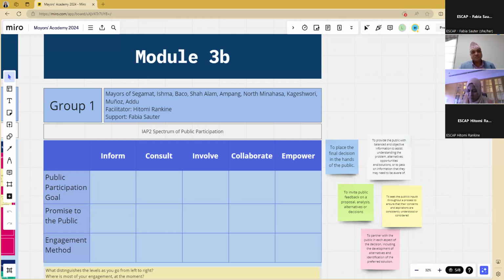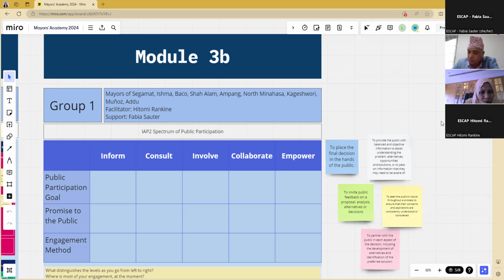Now, the first exercise that I mentioned was this work with the IAP2 spectrum of public participation, right? This tool helps us to be very specific about the way that we want to engage with stakeholders based on the outcome that we see. As I mentioned in the talk, there are five levels of engagement, going from informing the stakeholders to empowering the stakeholders. And on the left of the matrix, you will see a public participation goal, the promise to the public, and the engagement method.